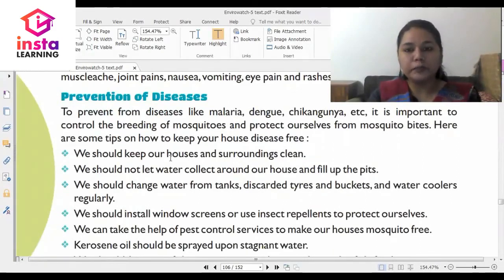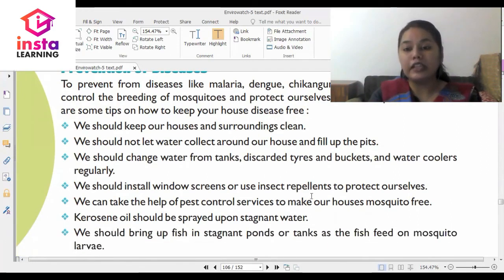First, we should keep our houses and surroundings clean. We should not let water collect around our house, and we should fill up the pits. We should change water from tanks, discarded tires, buckets and water coolers regularly, because these are the things that attract a lot of mosquitoes. We should install window screens or use insect repellents to protect ourselves. So when you go out to play, make sure that you have mosquito repellent on your body so that you are safe from any mosquito bite.